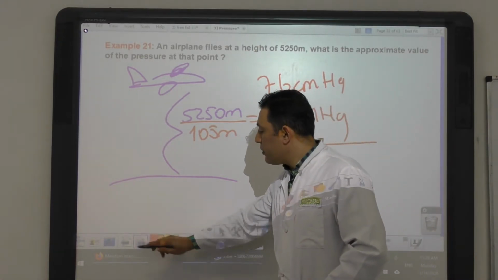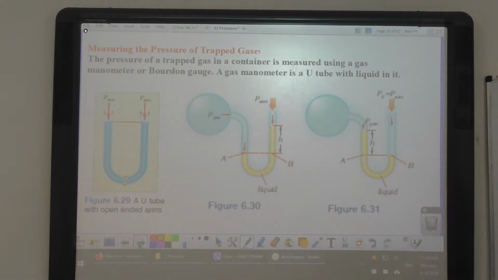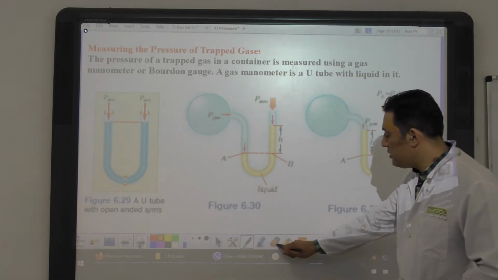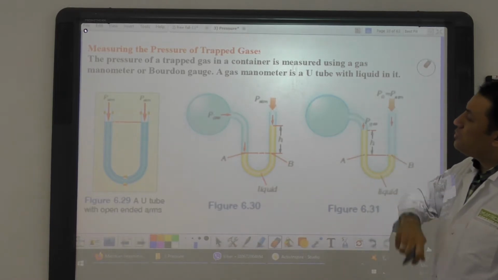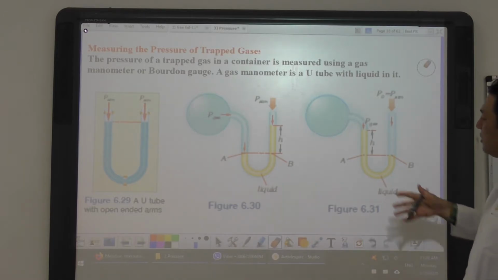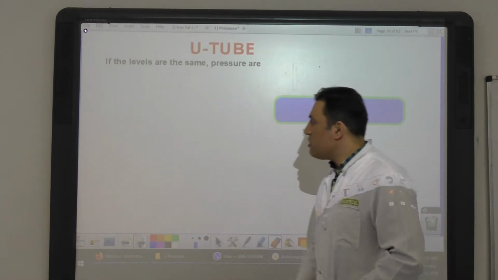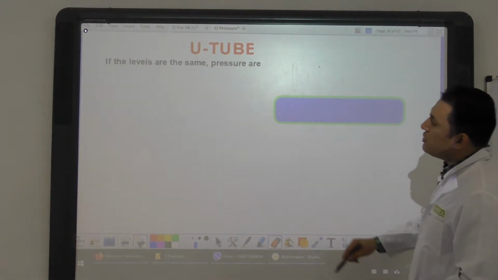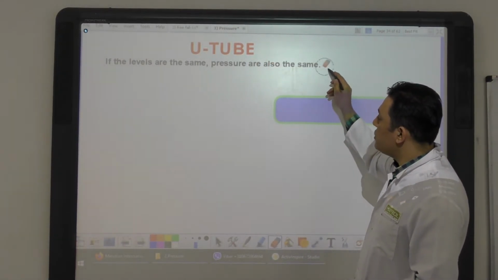Okay, let's go. Now, a device which is called a U-tube is also used to calculate air pressure. The pressure of trapped gas in a container is measured using a gas manometer or Bourdon gauge. A gas manometer is a U-tube with liquid in it. Here we see an example. So how does this work? If the levels of liquids are the same, pressure is the same.